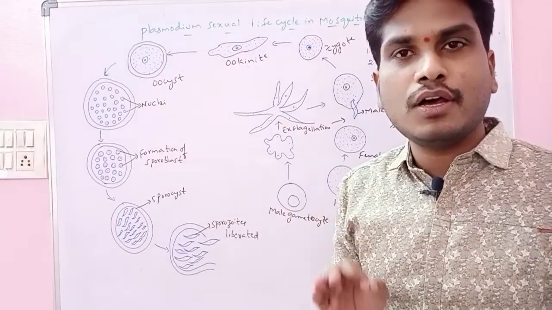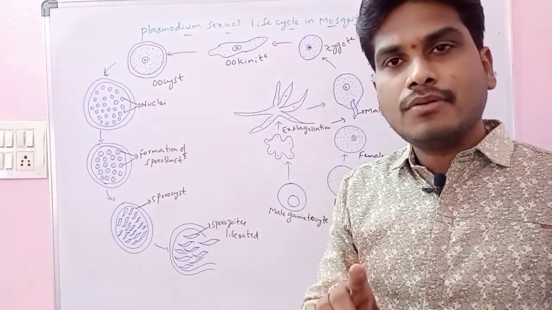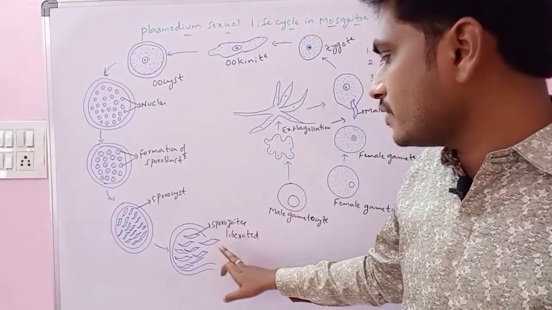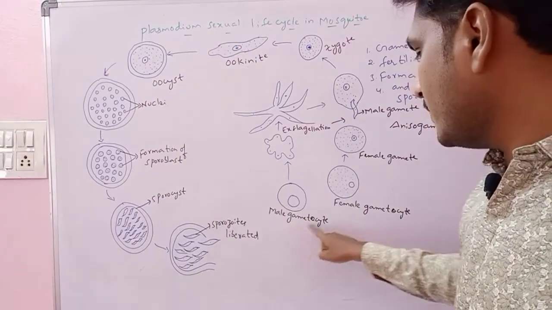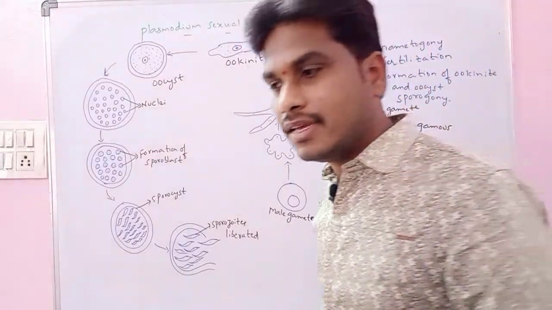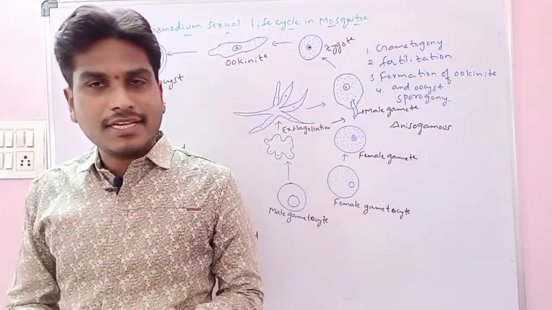The sexual life cycle always takes place over 18 to 24 days here. For the completion of the sexual life cycle, but for the formation of the sporozoites particularly from the male and female gametes, we require nearly 8 to 24 days here. This is about the sexual life cycle.